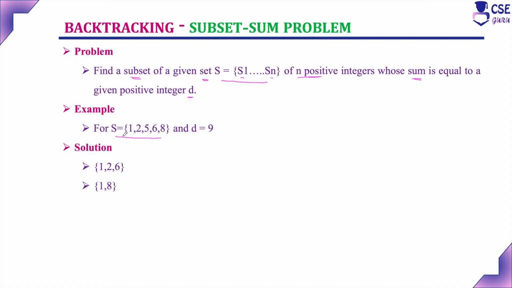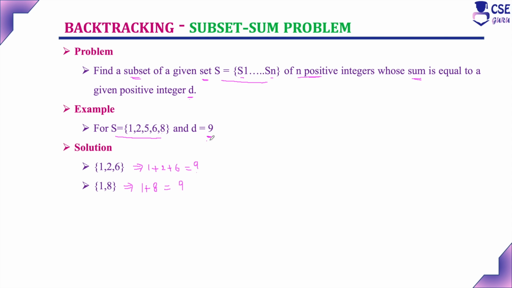For example, S is equal to 1, 2, 5, 6, 8. This is the set of elements given and we need to find the subset whose sum is d, which is 9. So what is the solution? If you consider 1 plus 2 plus 6, adding these we get 9. This is one solution. And 1 plus 8, adding these two values we get 9. Two solutions are possible here. So a set will be given and we need to find a subset from this given set to reach the sum. This is the problem.